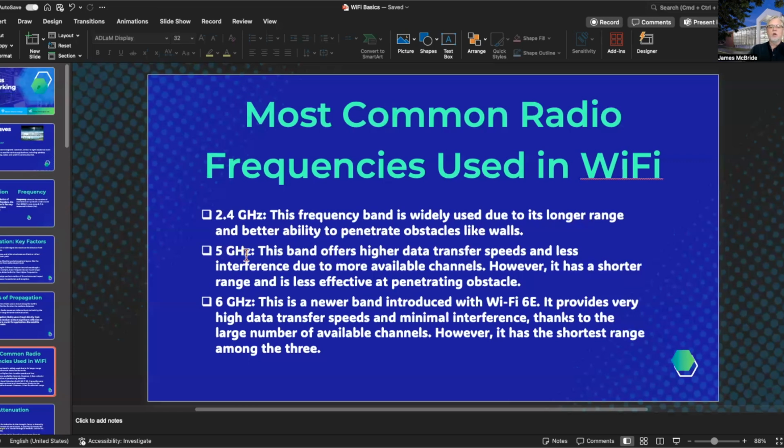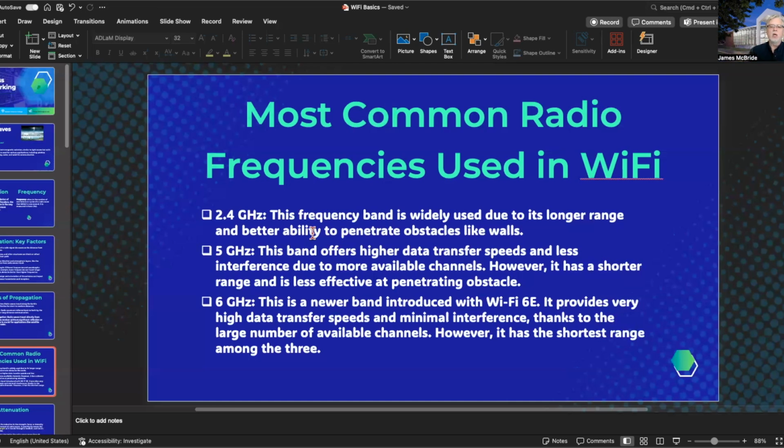Then we use 5 gigahertz. So 2.4 and 5 are really, really heavily used. This band offers higher data transfer speeds and less interference due to more available channels. So what they mean here is that in 2.4, we're really using that everywhere. And basically you're dealing with about 11 channels there. It really depends on what nation you're in. They don't all do it differently, but there are several nations that do this differently than what we do.